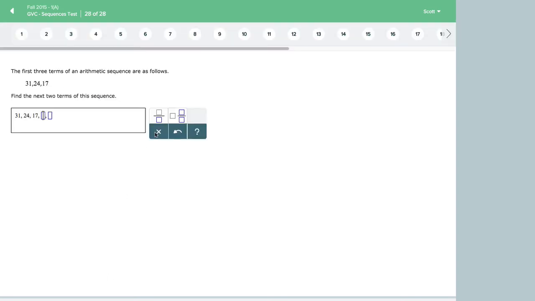Now the last question looks like this. The first three terms of this arithmetic sequence are given. Find the next two terms. So what's happening here? It's going down by, what is that, 7? Down by 7. So the next term will be down by 7 again. So it'd be 10, and then 3.